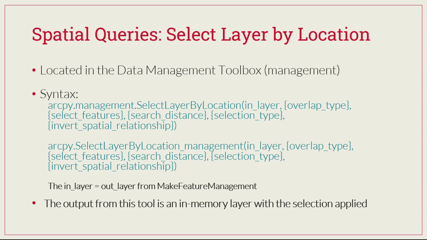It has one required input here, and then you'll also see that it has several available optional parameters that you can use: the overlap type, the select features, which is the data set to use in the selection, a search distance if you want to use it, and a selection type. Are you going to be doing a new selection, a selection from a subset, etc.? And then also if you would like to invert your selection. So that's kind of a reverse selection if you would like to do that particular operation.